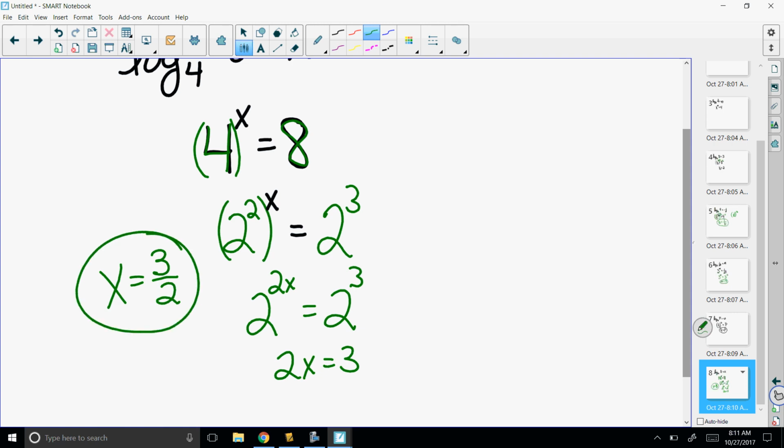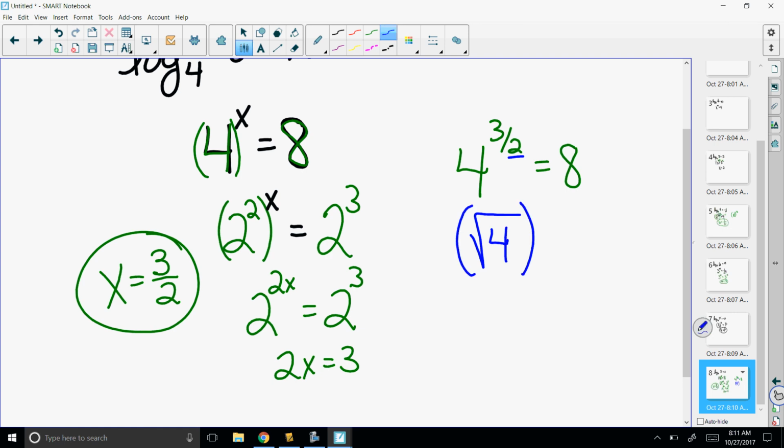And if I check myself, 4 to the 3/2 power, does that equal 8? Well, remember when you solve fractional exponents, I always do the root first. So it's saying what is the square root of 4 raised to the third power? Square root of 4 is 2. 2 cubed is 8. Yeah, that's the correct answer.